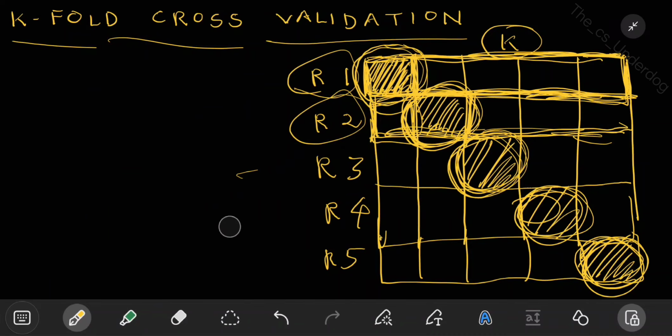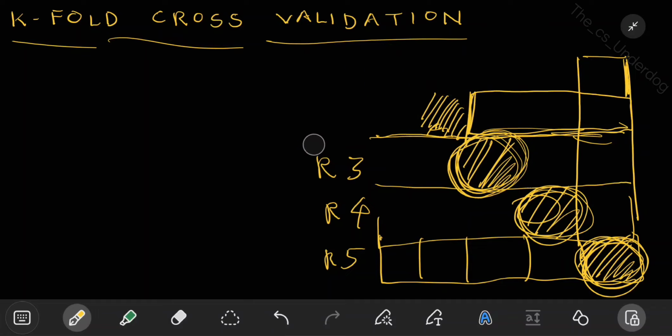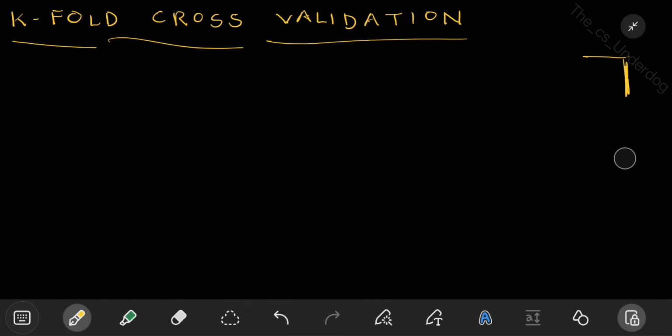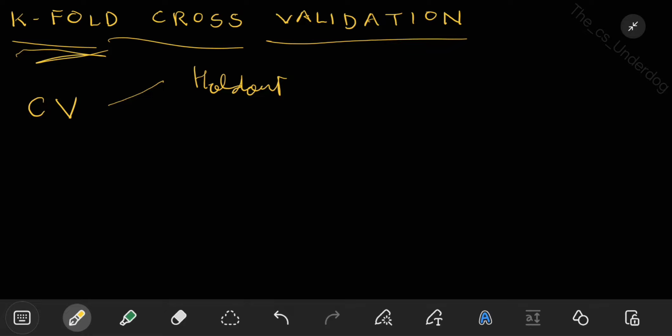One more thing before we end this lecture: cross validation. It is of a few types. I'll explain that as well. First thing is holdout cross validation. That is the normal validation that you do. We are not discussing much on that because here the whole idea is about discussing k-fold. So the second type of cross validation is k-fold cross validation. That's what we just saw.